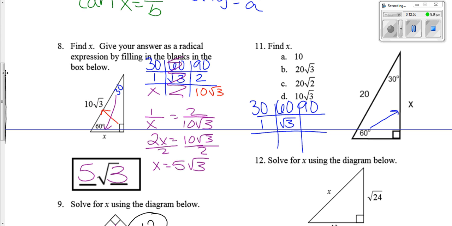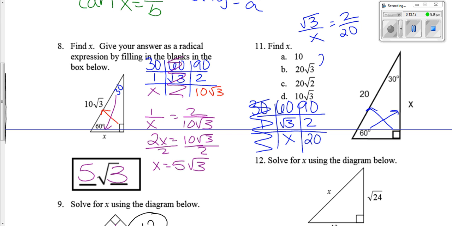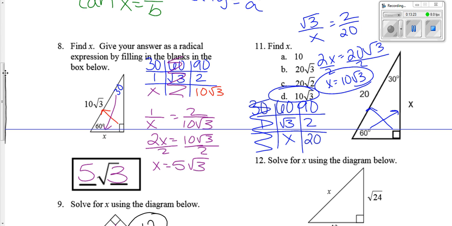One, square root 3, 2. The x is across from the 60 this time, so it goes under my 60 column. The 20 is across from my 90s, so this time I'm ignoring my 30 column. Square root 3 over x equals 2 over 20. So I get 2x equals 20 radical 3. Divide by 2. So x is 10 radical 3, which is answer choice D.